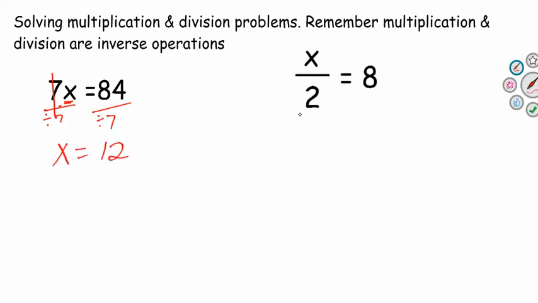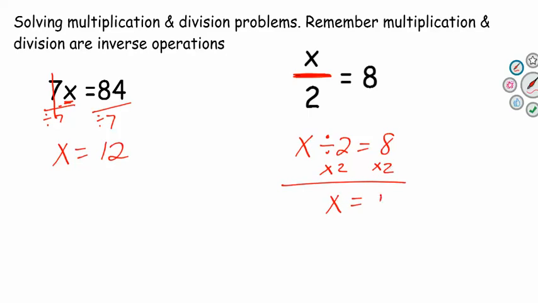Remember, if it looks like this, it is a division problem. If that messes you up, you can rewrite it and say x divided by 2 equals 8. The opposite of dividing by 2 would be to multiply both sides by 2. So I'm left with x equals 16. You could always go back in and check: 16 divided by 2, yep, that's 8.